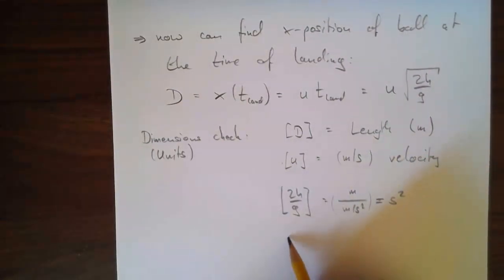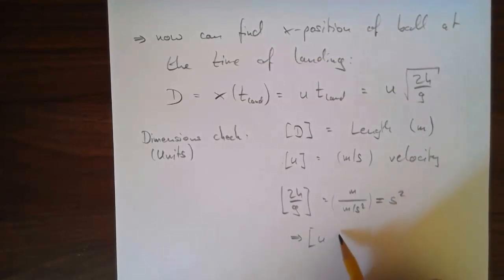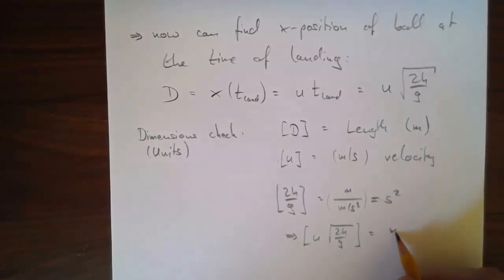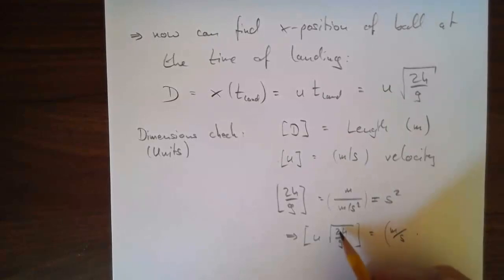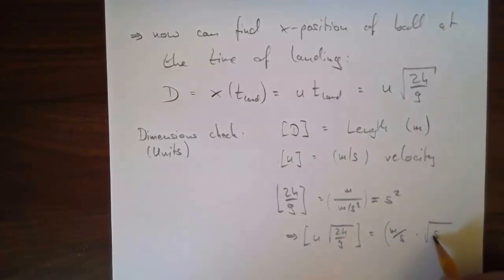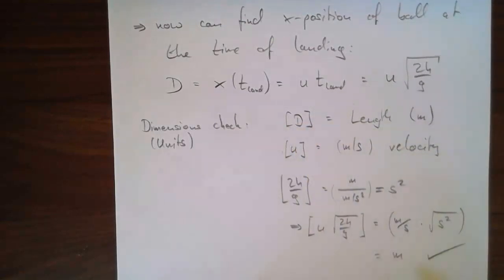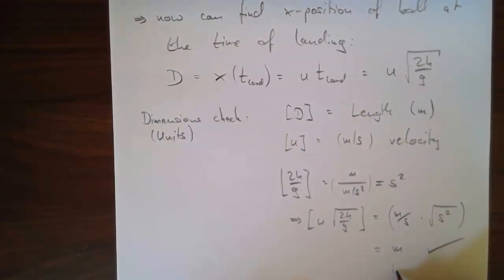So I've got u times the square root of 2h over g. Just checking the units now, it is going to be meters per second multiplied by the square root of seconds squared. The square root of seconds squared is seconds, so that brings me to meters. Okay, that's the same as d. It's a length. Amazing. Okay, that makes sense.